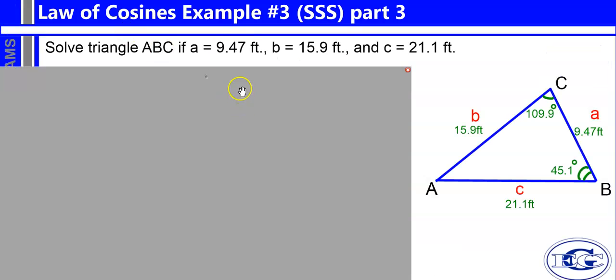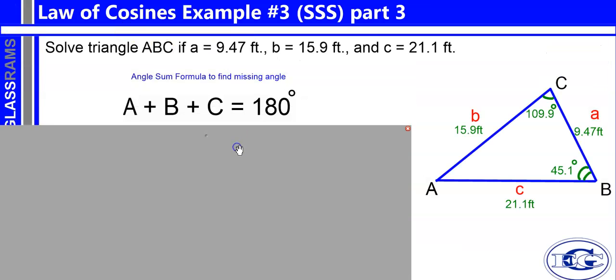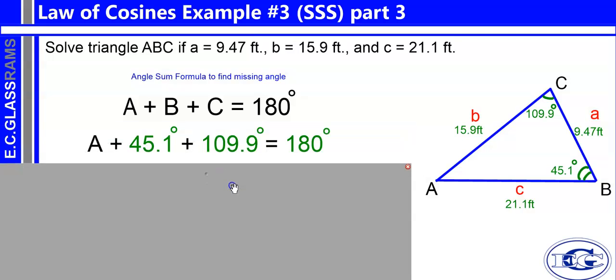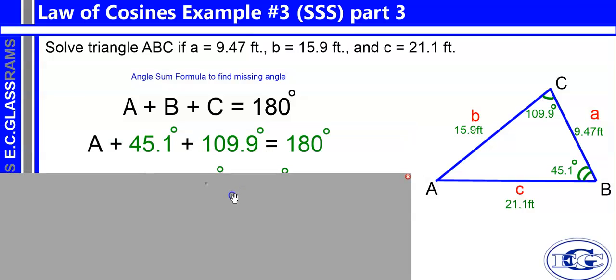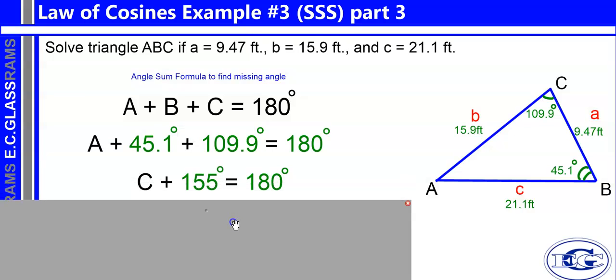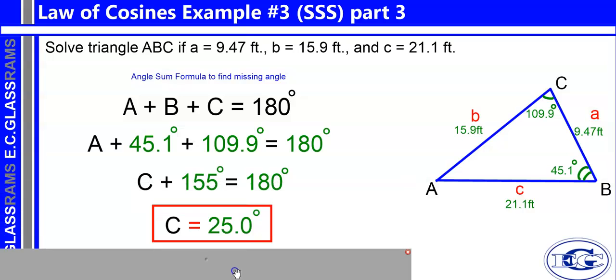And to find the missing angle, you apply the angle sum formula, which is right here. So if you look at the right side, I have all the angles and the sides given to us written there. Now we can find the missing angle of A. So we plug in all the numbers we know, combine like terms, subtract 155 on both sides, and the final answer is C is equal to 25 degrees.